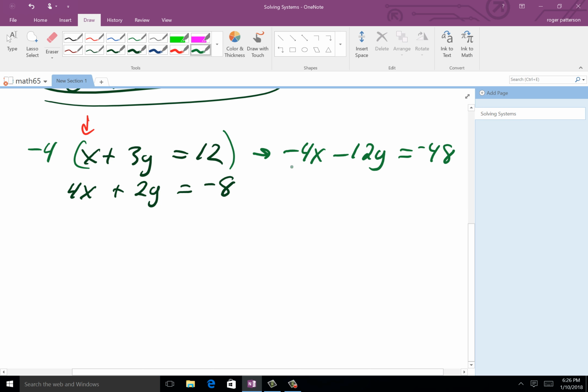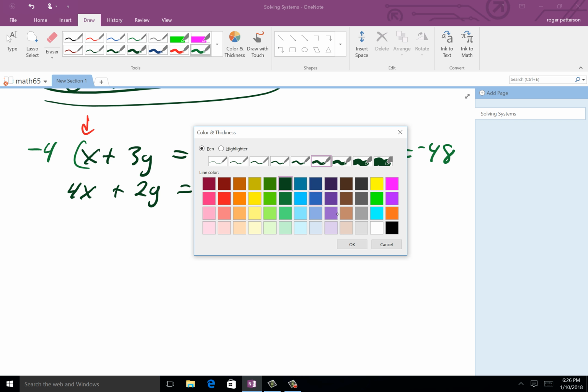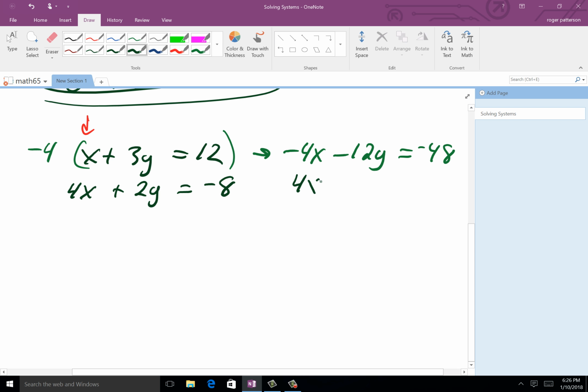So now I have these two things here. I have this one and my new one. And look what happens if I add these equations. What happens to the x's? What happens to them? They cancel out, right? They're eliminated. That's why it's called elimination. It's because you're eliminating it. So the x's go away.